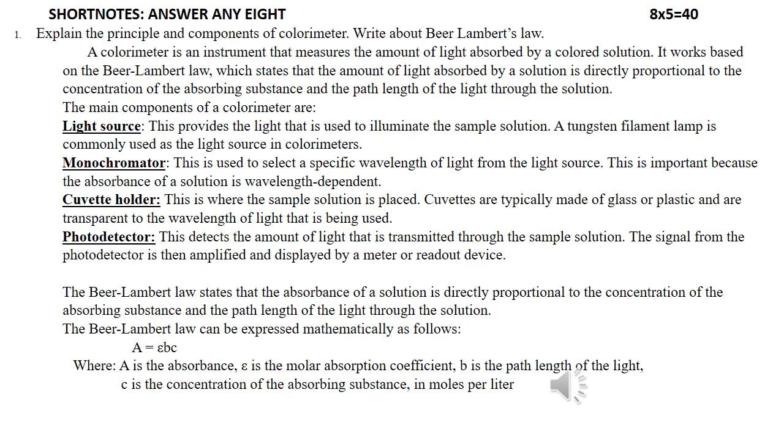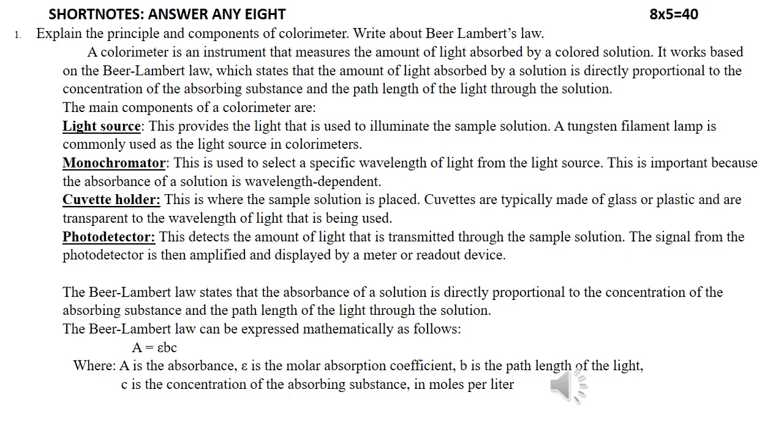The main components of a colorimeter are: Light source: this provides the light that is used to illuminate the sample solution. A tungsten filament lamp is commonly used as the light source in colorimeters. Monochromator: this is used to select a specific wavelength of light from the light source. This is important because the absorbance of a solution is wavelength dependent.